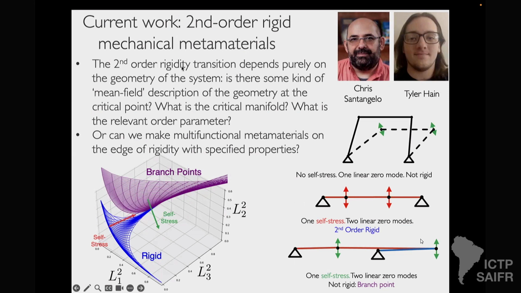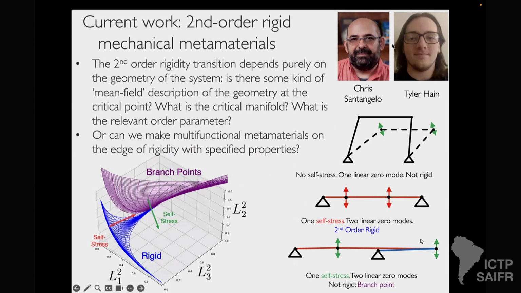And so let me tell you the big picture questions and then a specific example where you can think about this more concretely. So the big picture question is, for these disordered spring networks, is there some kind of mean field description for the geometry at the critical point? What are the characteristic features of this critical manifold in the space of states of the system? And perhaps more practically important, what is the relevant order parameter?